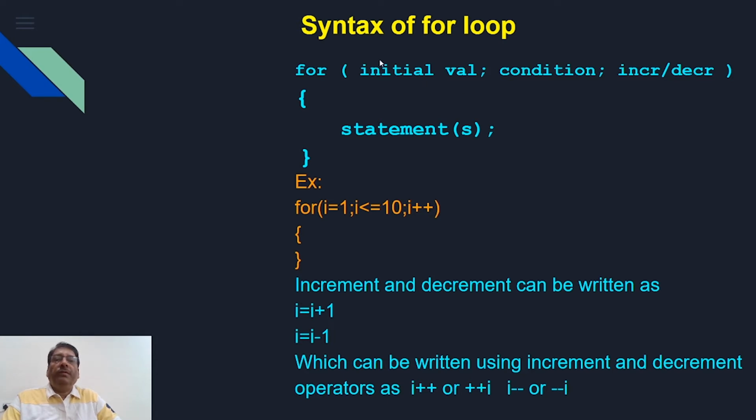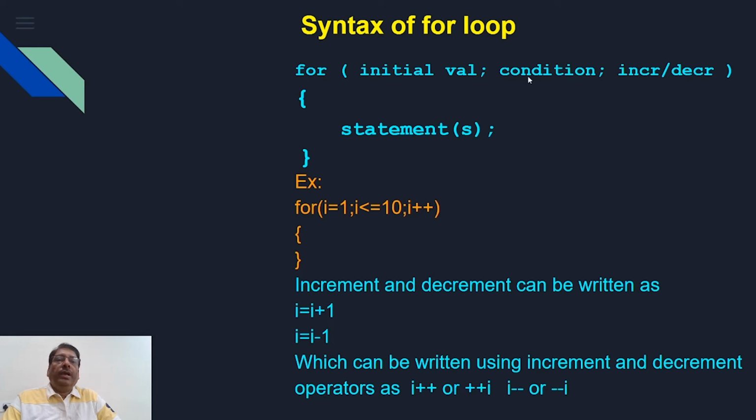You will start with an initial value, you will have a condition, you will increment or decrement the value, and then you will perform the task. Example over here: you can say for i equals 1, this is what you call the initial value, and then separated by a semicolon. As the syntax says, you need to separate by semicolon, then write the condition. The condition is i less than or equal to 10.